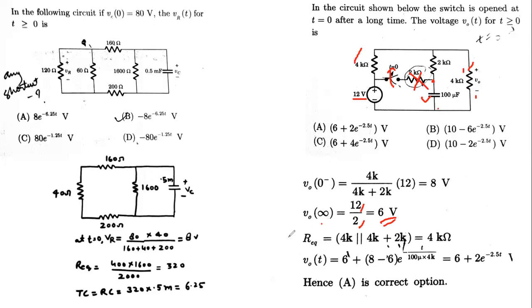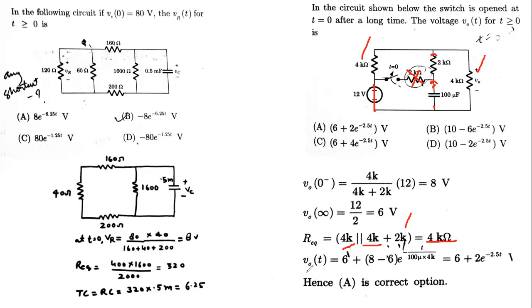What is the equivalent resistance across the capacitor? There is no significance of this resistance. To find the equivalent resistance across the capacitor, this voltage source is shorted. Starting from this point, the resistance between these terminals is this 2 ohm in parallel with this 4 and 4. So the resistance across the capacitor is 2 plus 4 parallel with 4. So the equivalent resistance is 4 kilo ohm.